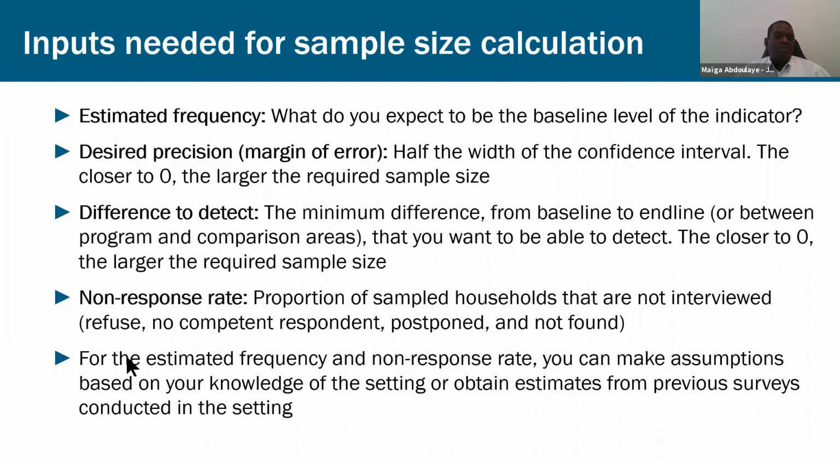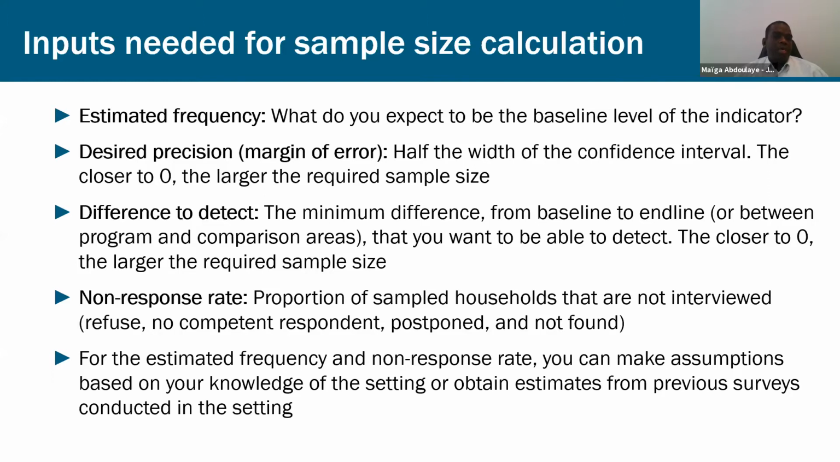Difference to detect: this is for power-based options. This is the minimum difference from baseline to end line, or the difference between two different groups, for instance program area and comparison area, that we want to be able to detect. And so the closer to zero, the larger the required sample size, and the better the confidence in our estimate.